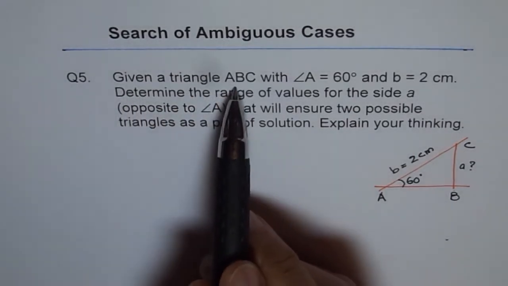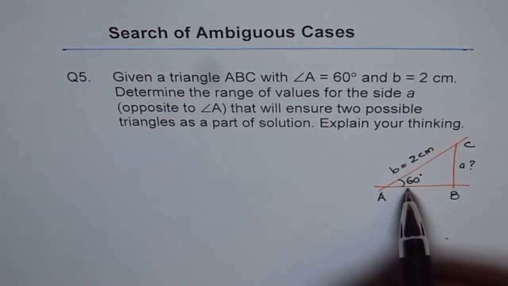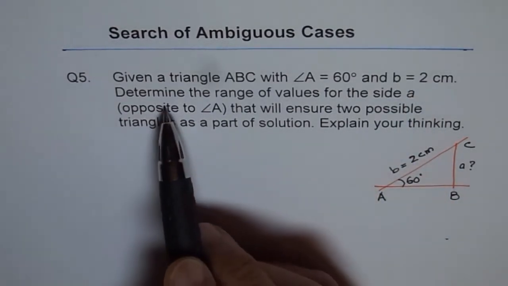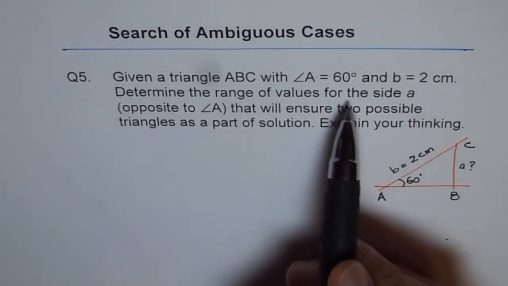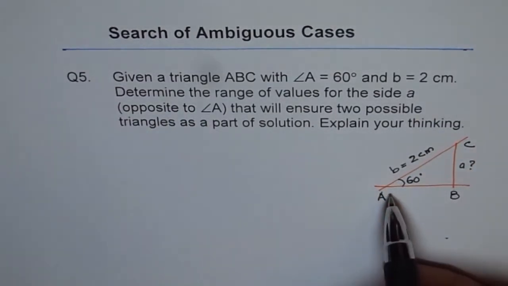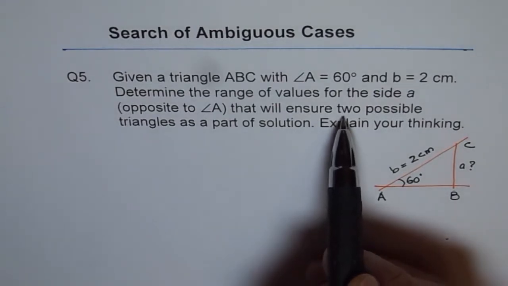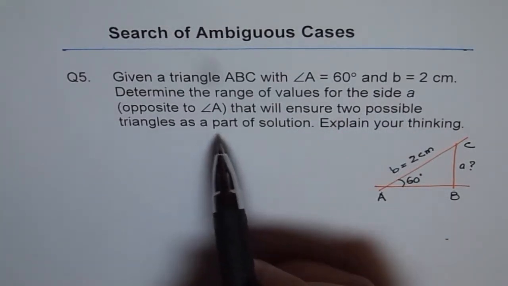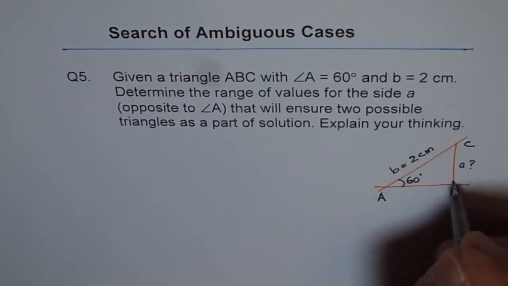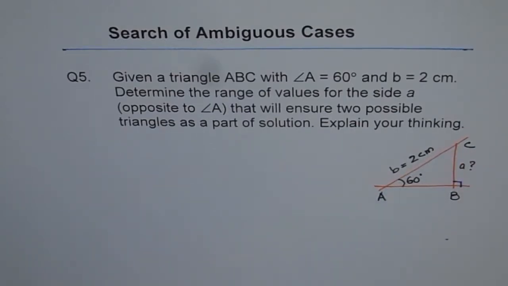Given a triangle ABC with angle A equals 60 degrees and B equals 2 centimeters, determine the range of values for the side A, which is opposite to angle A, that will ensure two possible triangles. As part of the solution, explain your thinking. Well, the example which I have taken here shows a right angle triangle, and this is the one which will give me only one solution. Do you understand? Only one solution, right?